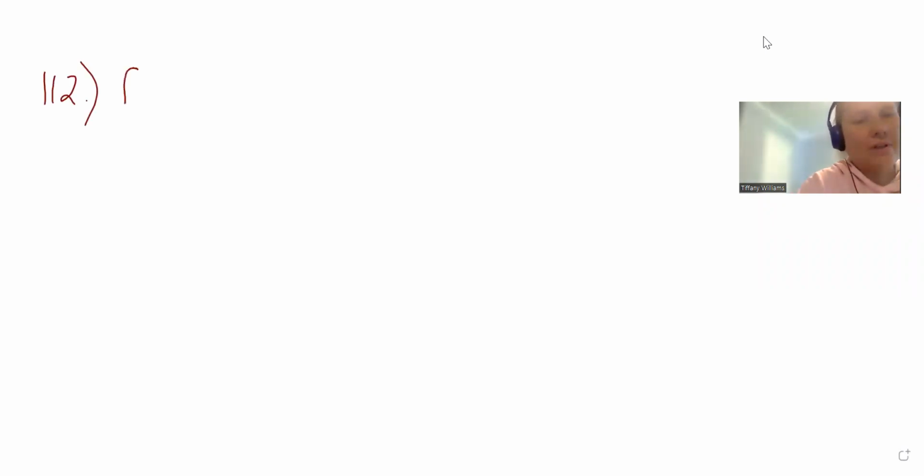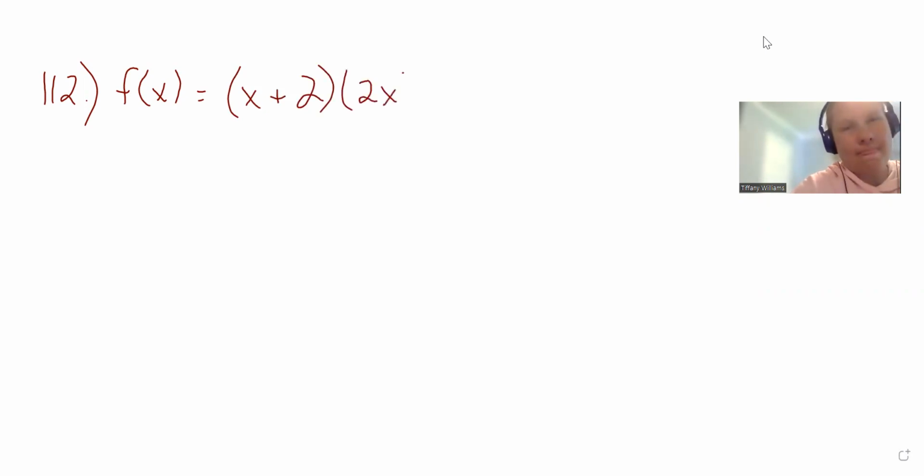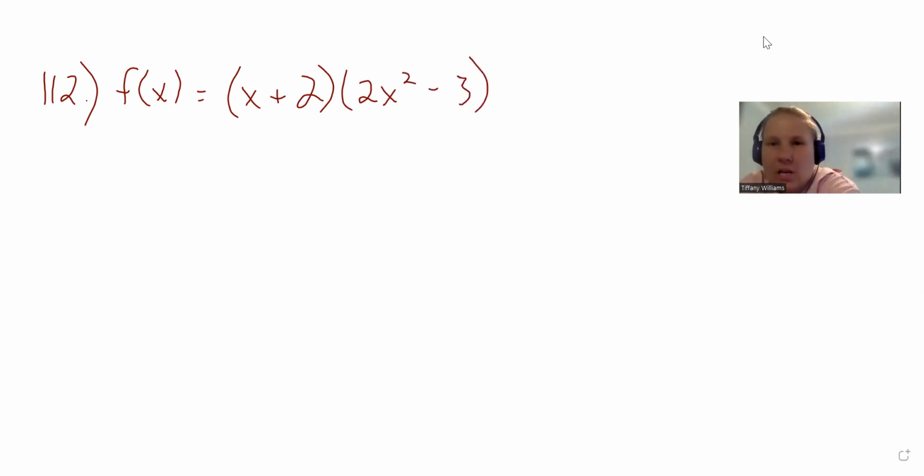Number 112, they give us f of x equals x plus 2 times 2x squared minus 3. And they are asking us to take the derivative of this.